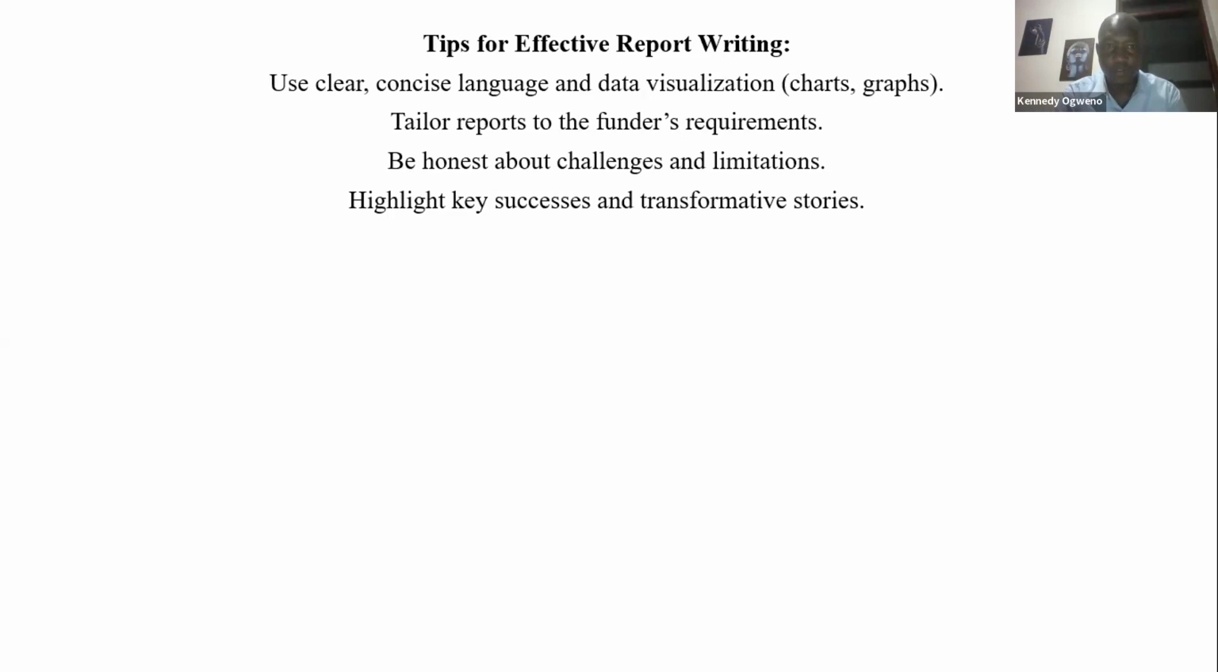Before I finish, these are the tips of effective report writing. Number one, use clear, concise language and data visualization. It should be clear. And tailor the reports to the funder's requirements. Be honest about the challenges and limitations.